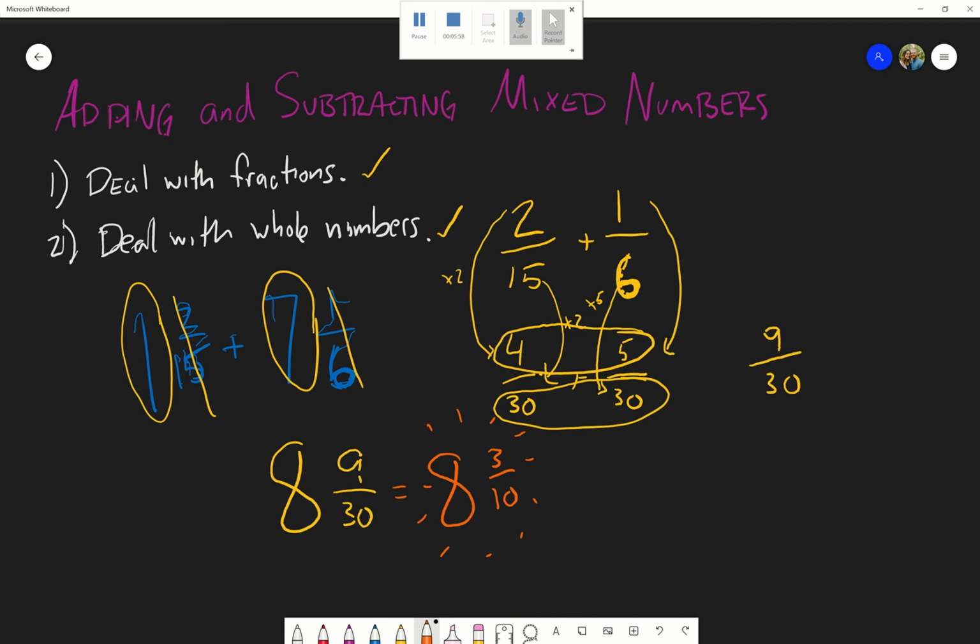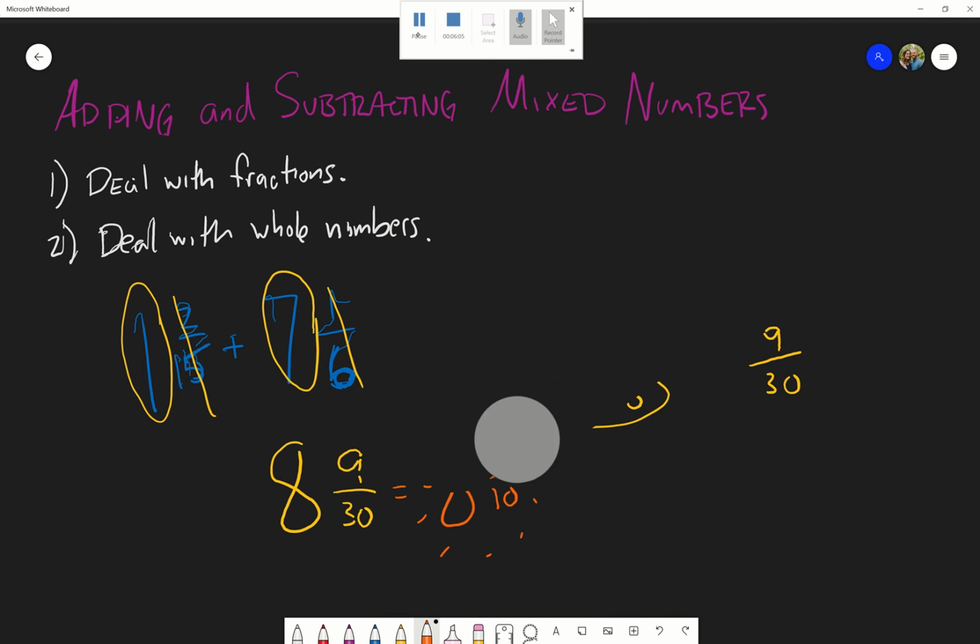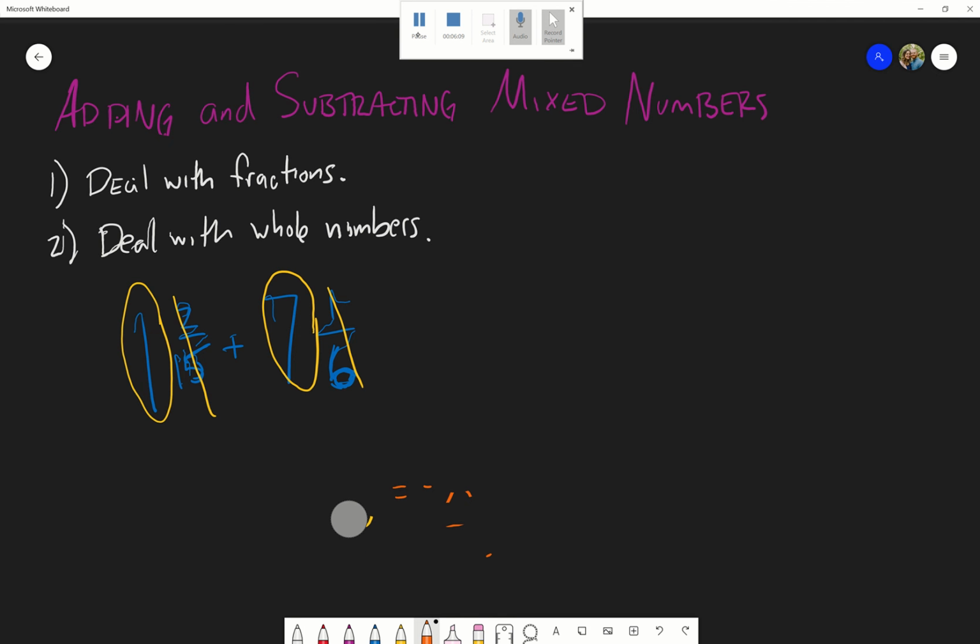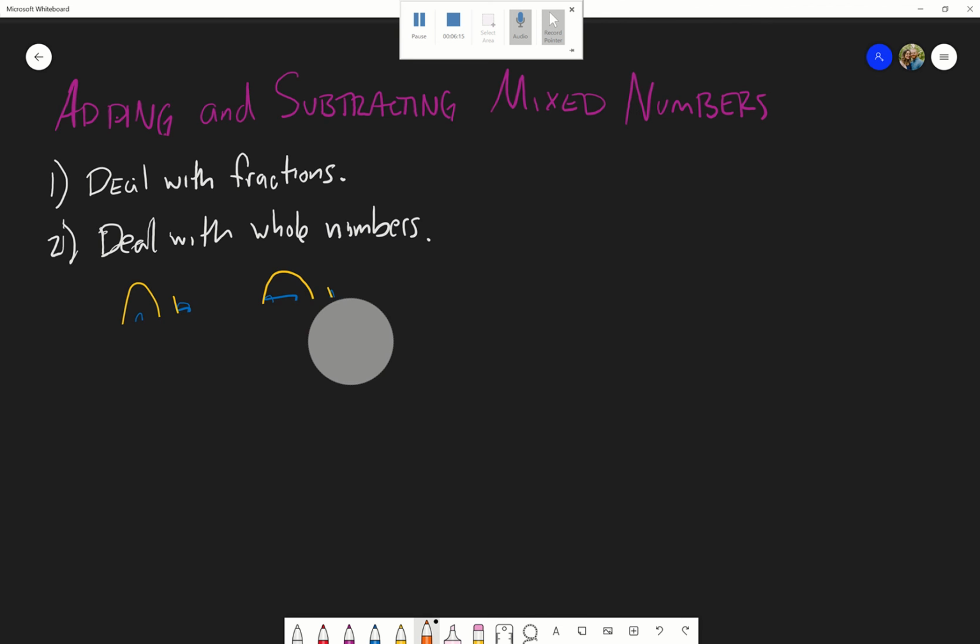Let's do some subtraction. Let's see how this works with subtraction, because this is where it gets a little bit more confusing, because we're going to be dealing with borrowing. Remember how in subtraction sometimes we have to borrow from the number ahead to make a subtraction problem work? We're going to have to do that with our subtraction here as well.